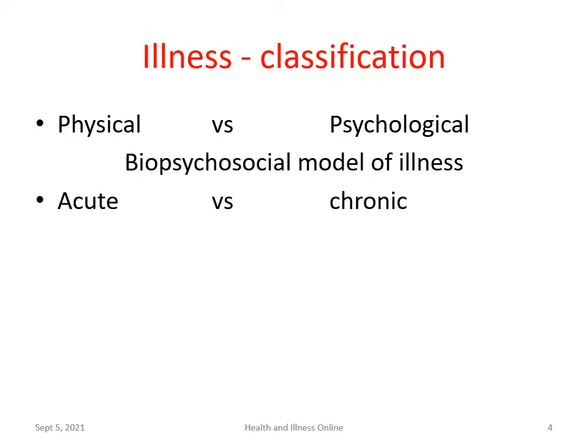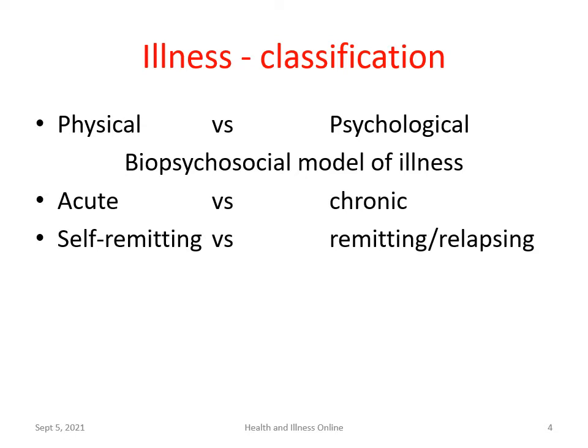The illness can be acute and short-lived, or it could be chronic and ongoing. The illness could be self-remitting. For example, most of you might have developed sore throat in the last few years, and then it goes away by itself after 5 to 7 days. Or it could be remitting and relapsing. For example, many of you may have uncles or aunties who have diabetes or high blood pressure or rheumatoid arthritis or osteoarthritis, and those diseases never go, but they are still there.